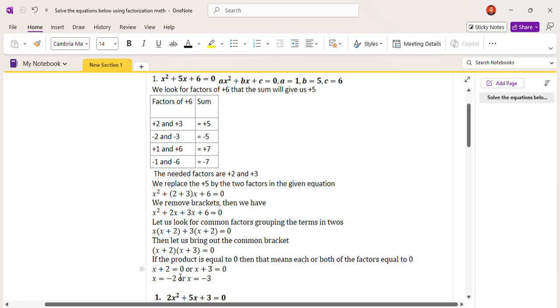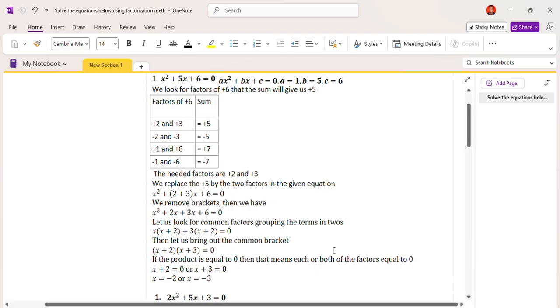And if x plus 2 equals to 0, so we do what? We move the 2 to the other side of the equation, where it becomes minus. So that means x equals minus 2 or x equals minus 3.